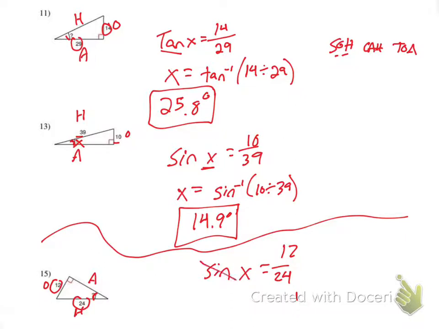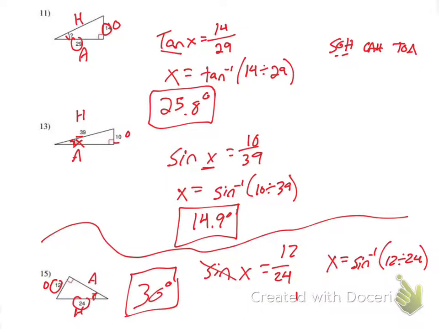I want to get rid of the sine, so I do an inverse sine to both sides. And that crosses this sine out. So I would have x is equal to sine -1, and then 12 divided by 24. So sine -1, 12 divided by 24 gives me 30 even. So 30 degrees even.